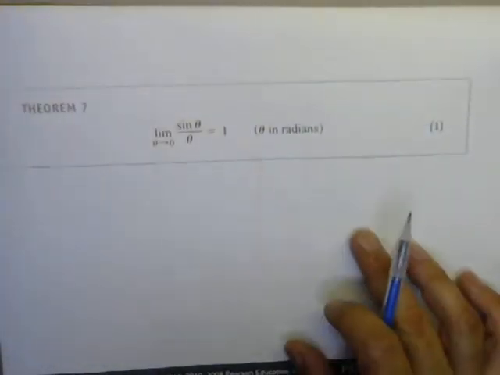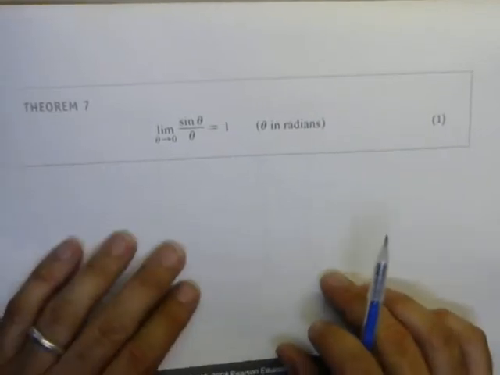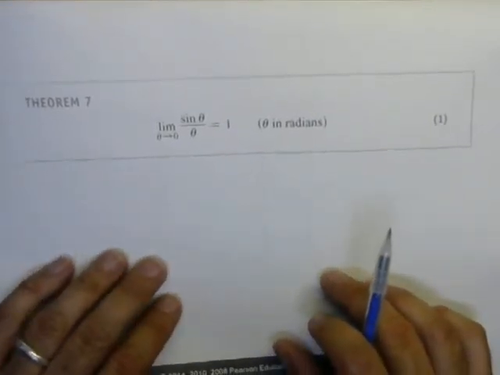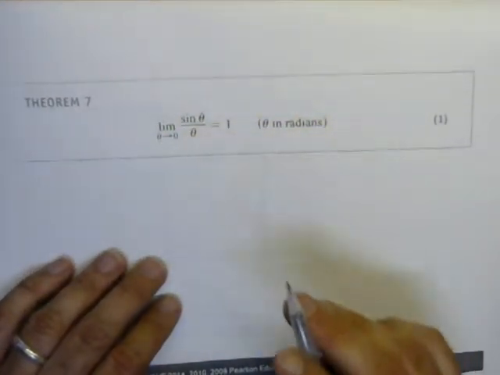Now the question is, how could we prove that? Well, there's a couple different ways you could do that. We could maybe use a geometric argument or the sandwich theorem. This is just one result you can use from now on if you want, but let's actually prove it.